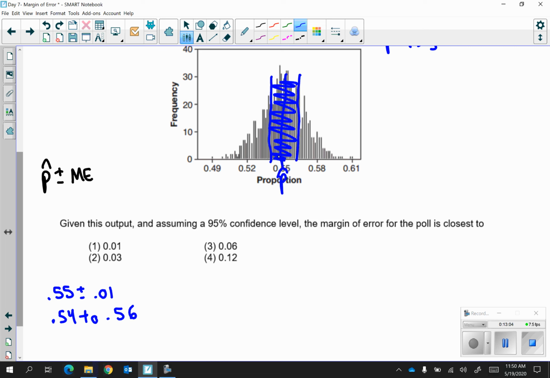Does that look like 95% of the graph to you? And I would say, no, it's too small. Which means that can't be an option. So you're going to move on to the next one. The next one is 0.03. So 0.55 plus or minus 0.03.